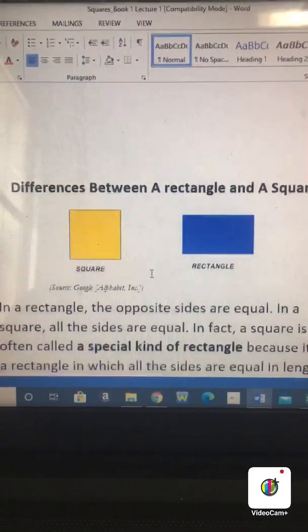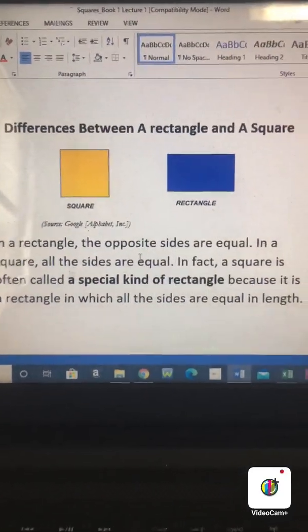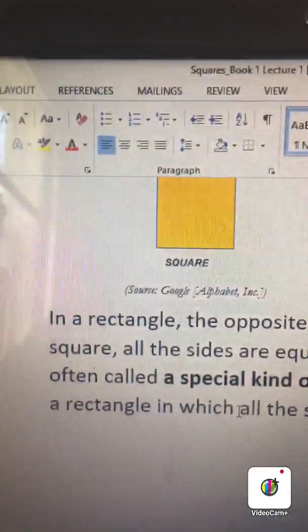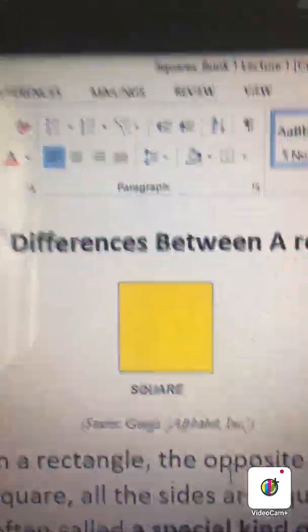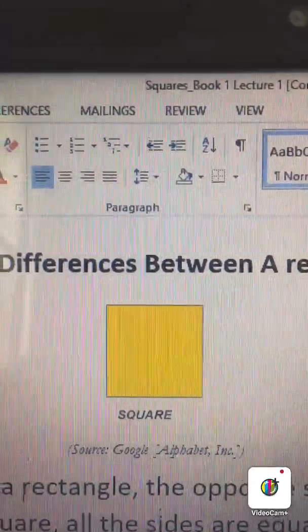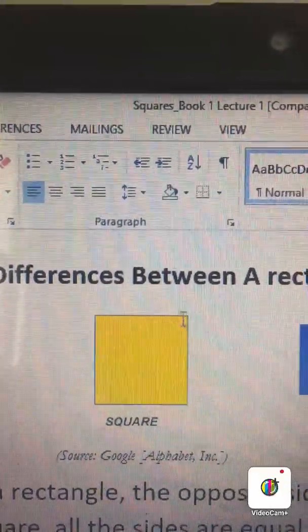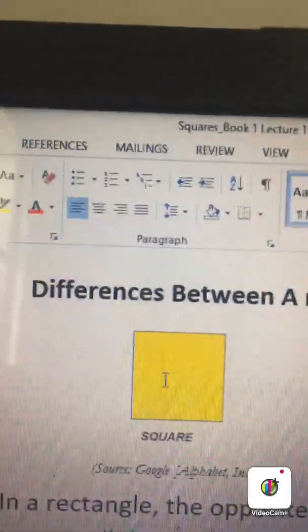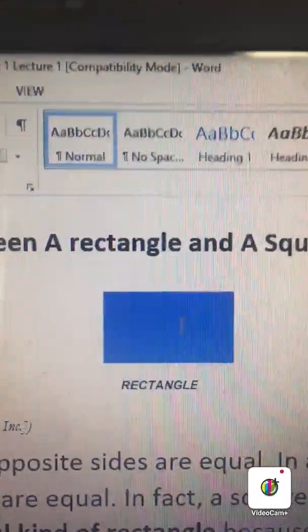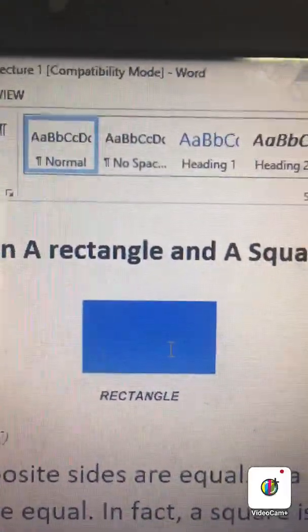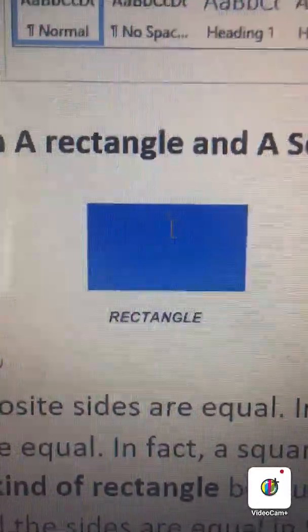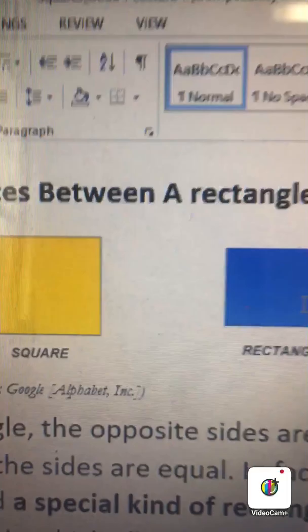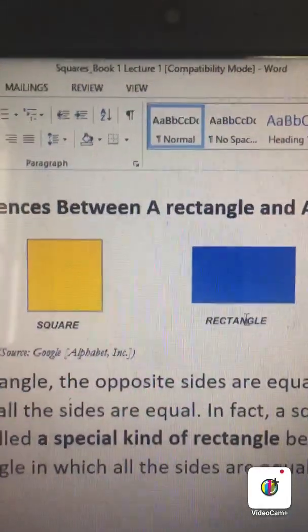Now, let us look at what makes a rectangle different from a square. You will see here, this is a square. Look at this. All the sides are equal. See? So we call it a square. Now look at the rectangle. All the sides are not equal, but the opposite sides only are equal. So that's the difference between a square and a rectangle.